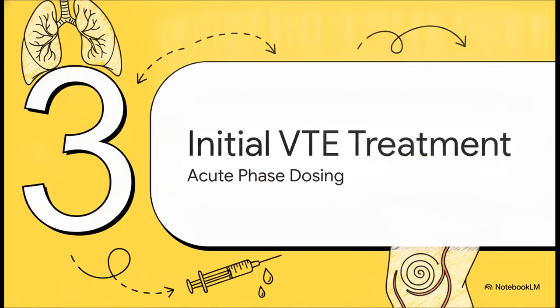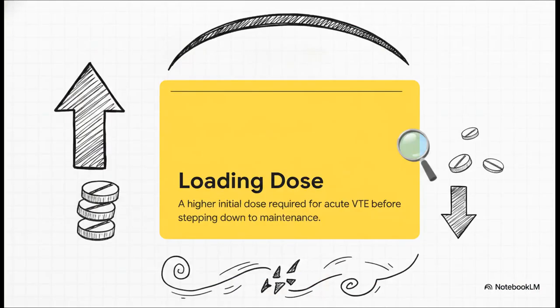Next up, Section 3, Initial VTE Treatment, Acute Phase Dosing. Now, before you write that prescription for an acute clot, we really need to talk about a huge prescribing pitfall. This isn't like standard atrial fibrillation where you just start a maintenance dose. Acute VTE treatment requires distinct, much higher loading doses before you can step down to maintenance. If you skip the loading phase, you're literally just not treating the acute clot aggressively enough.